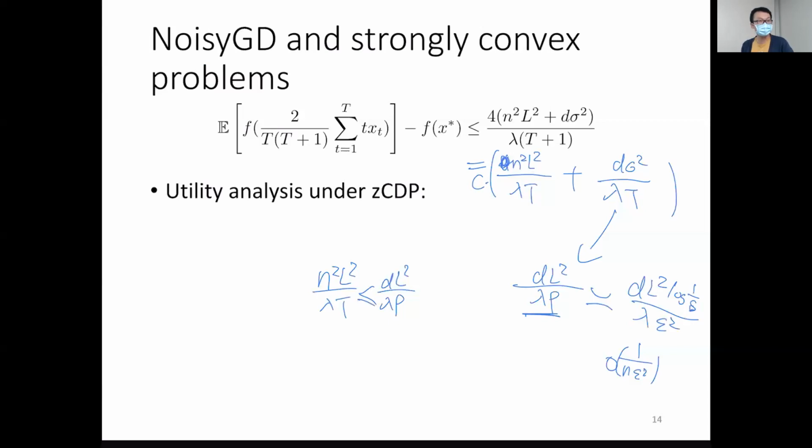And we're not even dividing both sides by n yet, because f is a sum of the loss functions rather than the average of the loss functions. So if we divide both sides by n, this will become like 1 over n squared epsilon squared, right? So it goes to 0 really fast for reasonable choices of epsilon, right?